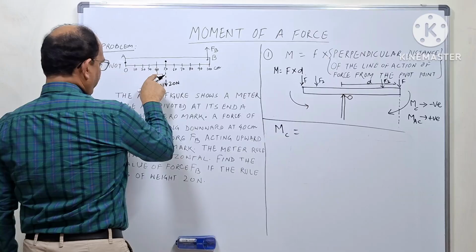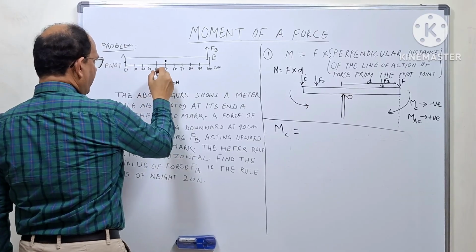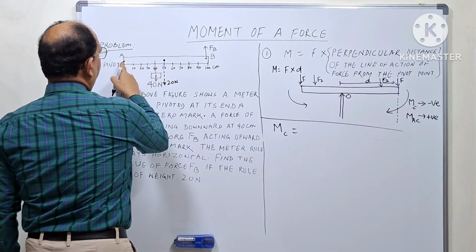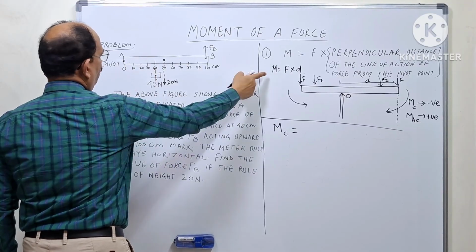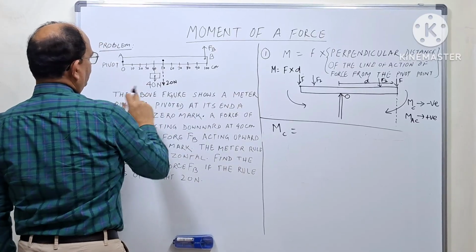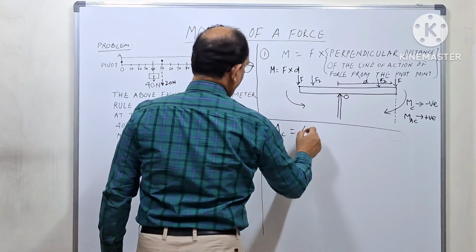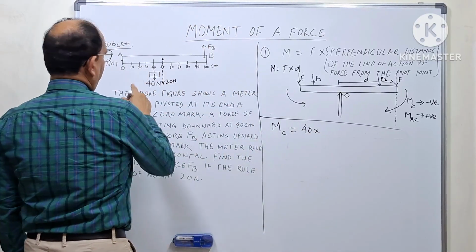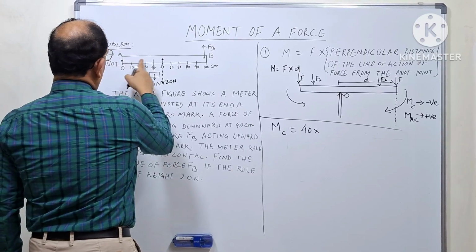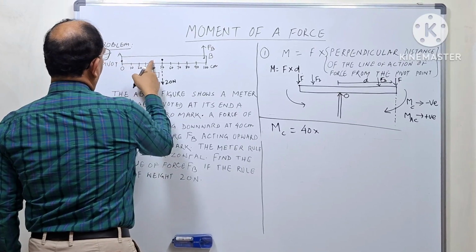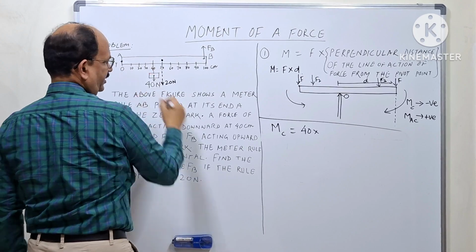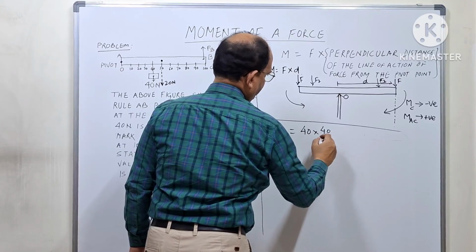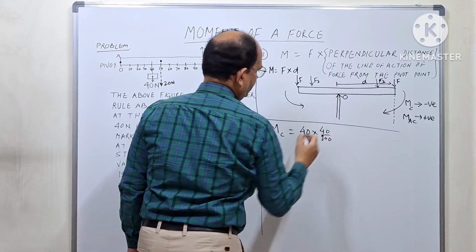So this 40 Newton is the line of action of force. This is the line of action of force. What is the perpendicular distance from the pivot point? That is how moment is defined. So this should be equal to 40 Newton into, from the pivot point, the line of action of force is 40 centimeter. So it should be 40 by 100 meter, right?